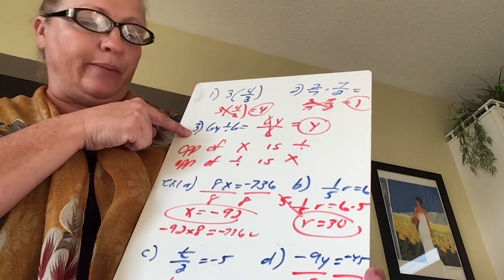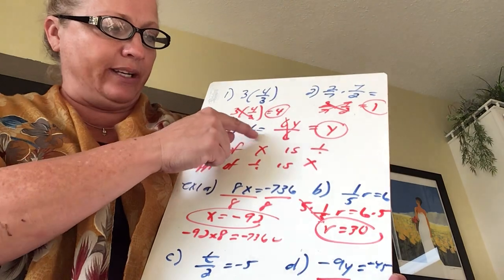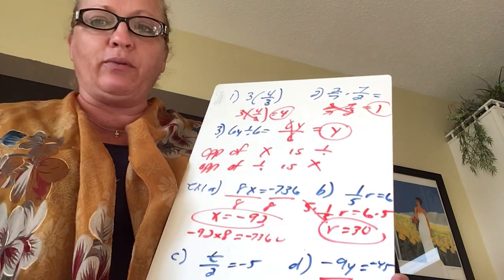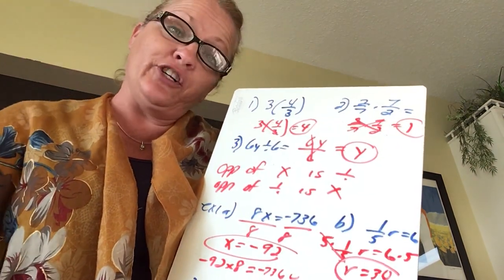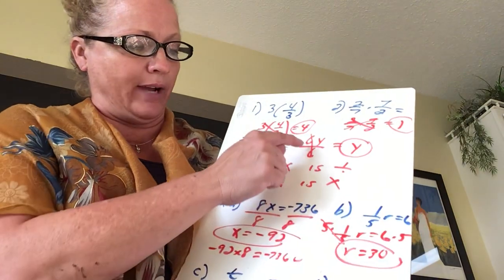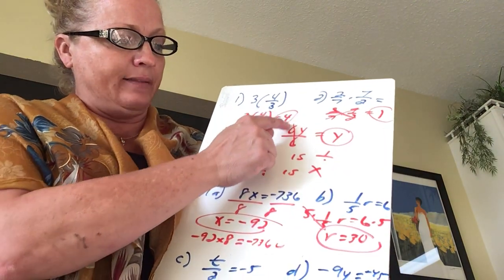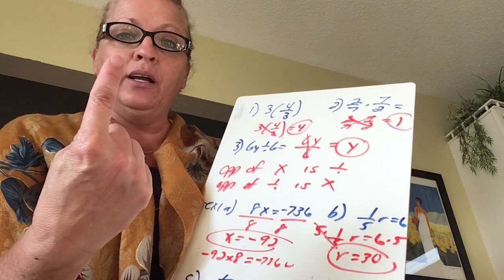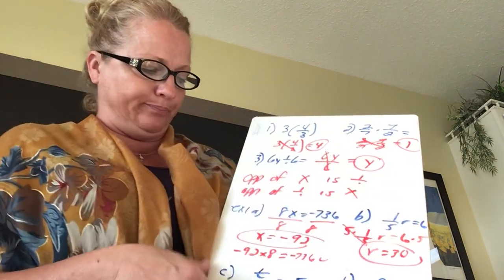And warm-up question number 3, if it's written like this, 6y divided by 6, I would write it, division problems are fractions, fractions are division problems. So if I put 6y over 6, the 6 is reduced to 1. 1 times y is y.